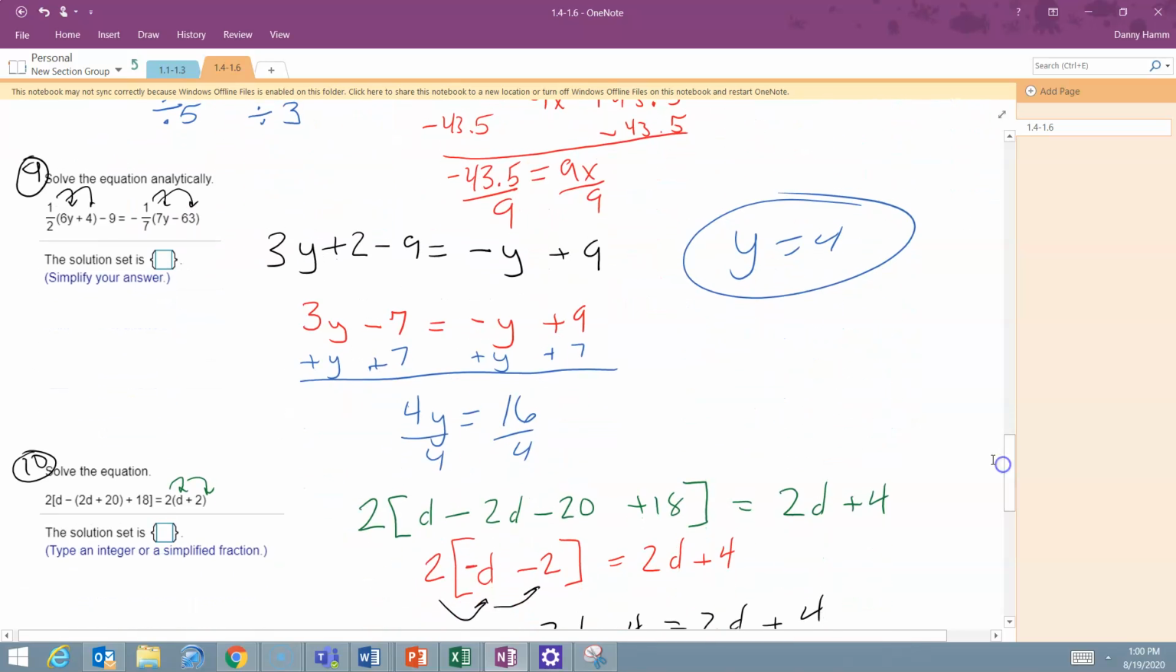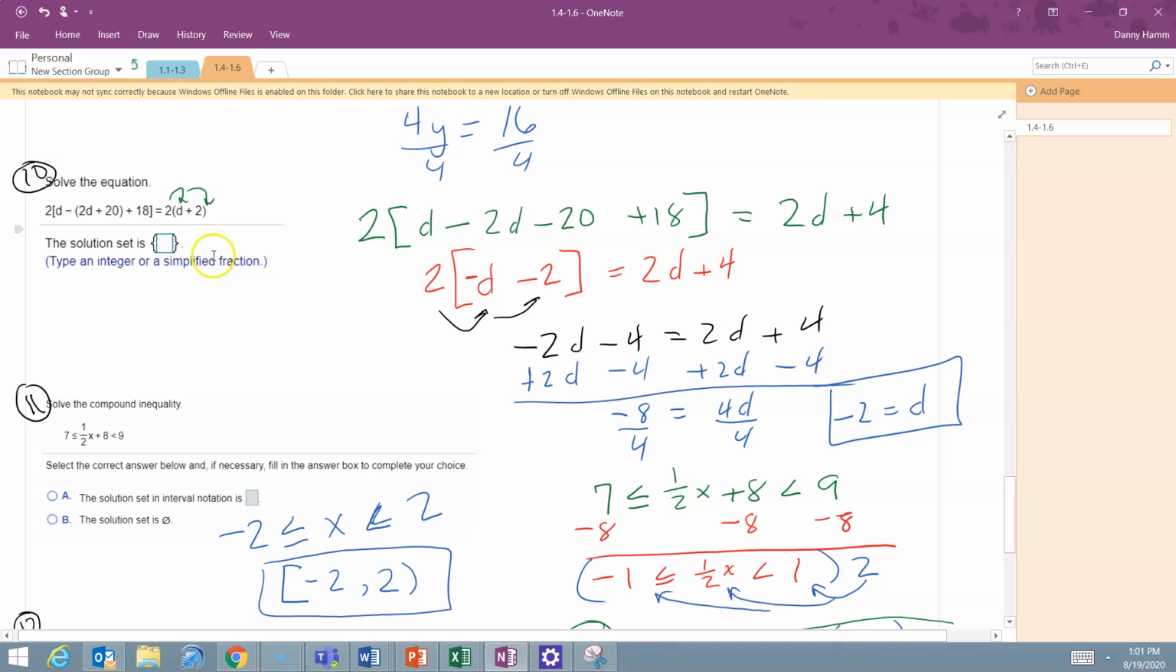Next problem, more of the same. We're simply practicing all of these skills you've grown to love. So we distribute that 1/2 to give me 3y plus 2 minus 9. And on the other side, we're distributing that negative. Don't forget about that negative 1/7. Once we distribute that, we get negative y and positive 9. Once we get to this point, we add like terms and collect them. Then we solve for y, and I end up with y equal to 4.